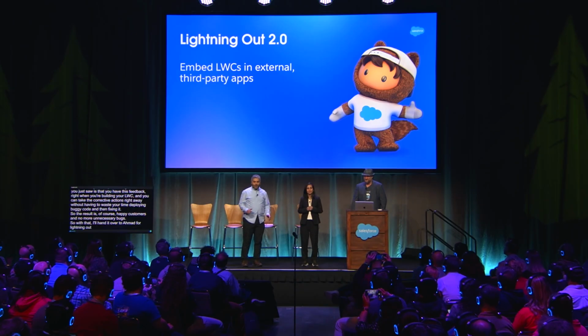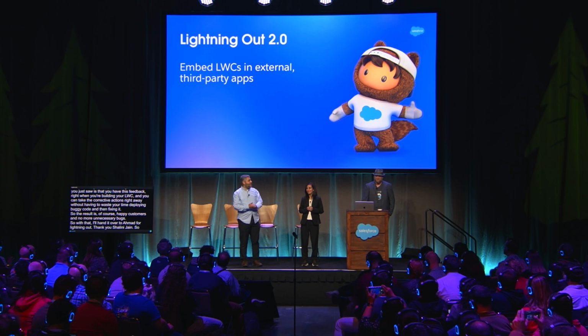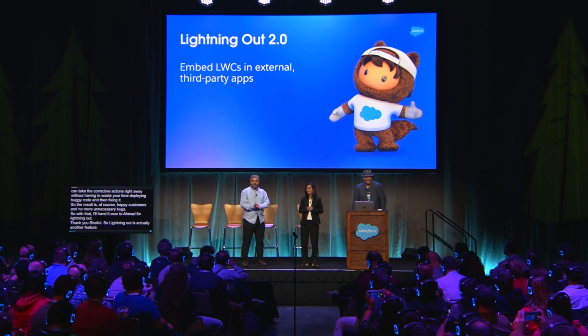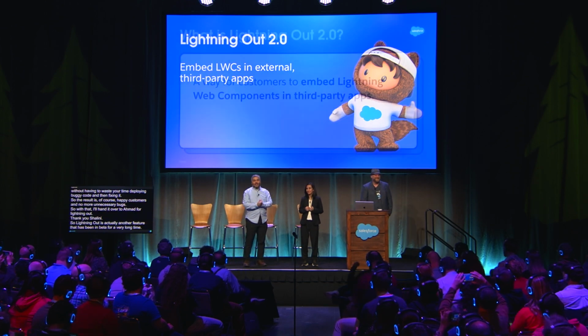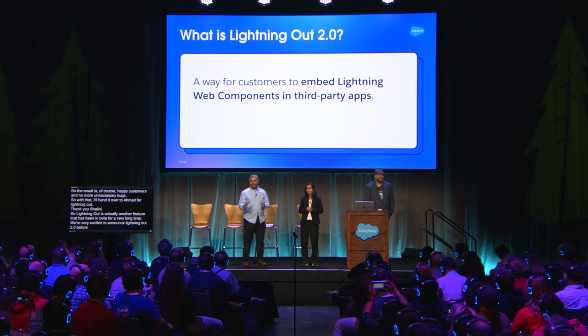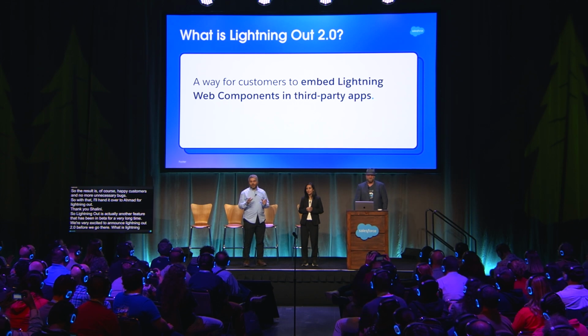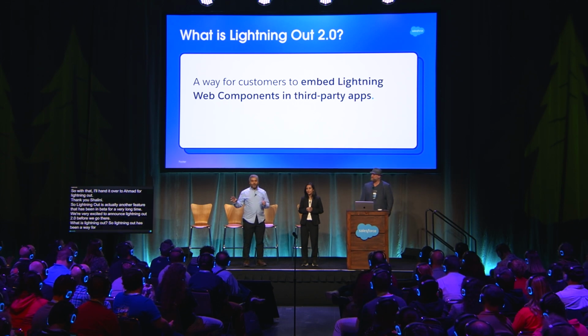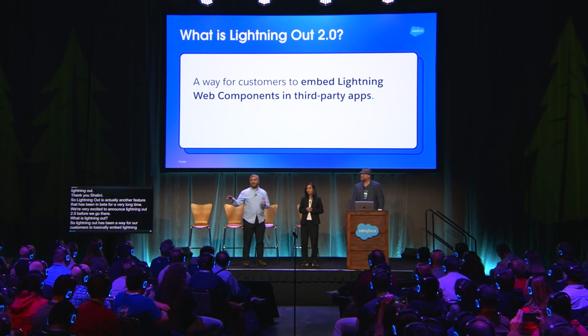Thank you, Shalini. So Lightning Out is actually another feature that has been in beta for a very long time. We're very excited to announce Lightning Out 2.0. Before we go there, what is Lightning Out? So Lightning Out has been a way for our customers to basically embed Lightning Web Components into their third-party host applications without having to rewrite their code, move their LWC to some other format, migrate their data, or import or export to do anything.